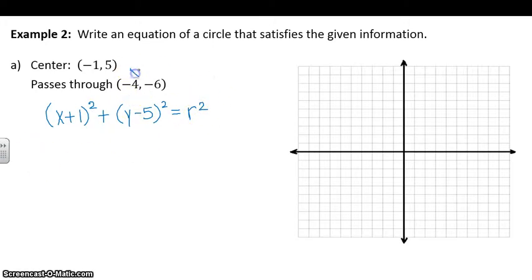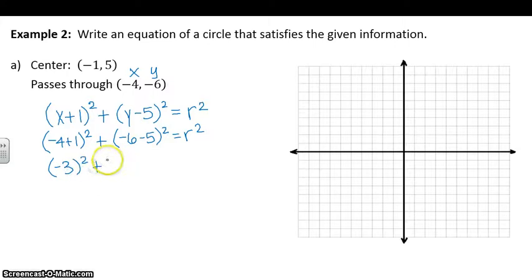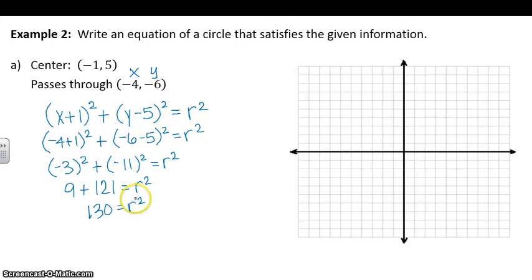So I'm going to plug in -4 for x and -6 for y. So then (-4 + 1) squared plus (-6 - 5) squared equals r squared. So this will come out to be (-3) squared plus (-11) squared equals r squared. Clean that up, so then (-3) squared is 9, (-11) squared is 121, equals r squared. So then when you add those, 130 equals r squared.